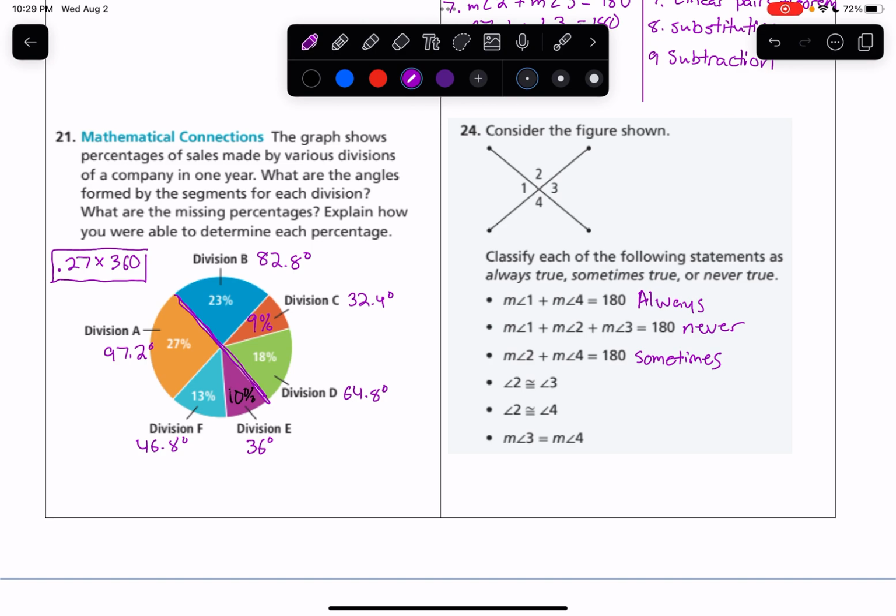The measure of angle 2 is equal to the measure of angle 3, or angle 2 is congruent to angle 3. Again, if they were both 90, that might happen, so that could be sometimes true. 2 and 4 are vertical angles, so I know that angle 2 is always congruent to angle 4. And then finally, the measure of angle 3 is congruent to the measure of angle 4. Again, they're a linear pair, so that's sometimes true when they're both 90.